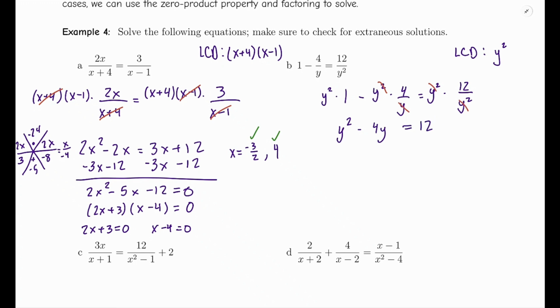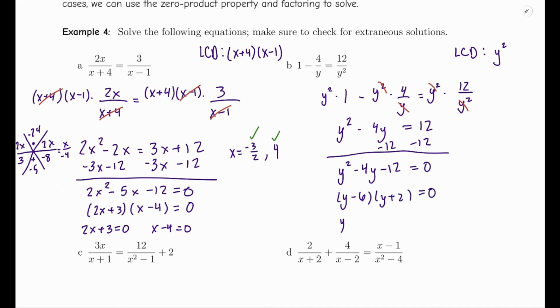Again, to use the zero product property, we need 0 on one side. So I'm going to subtract 12. Get y squared minus 4y minus 12 is equal to 0. Factor this with guess and check. We get y minus 6 times y plus 2 equal to 0. So you get y minus 6 equals 0, or y plus 2 equals 0. Solving each of those, we get y equals 6 or negative 2. And now when I plug both of those back into the LCD, neither of them equals 0, so they are both solutions.